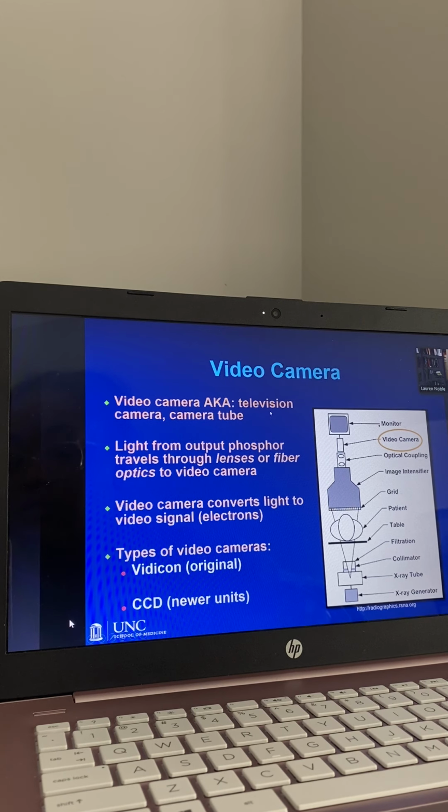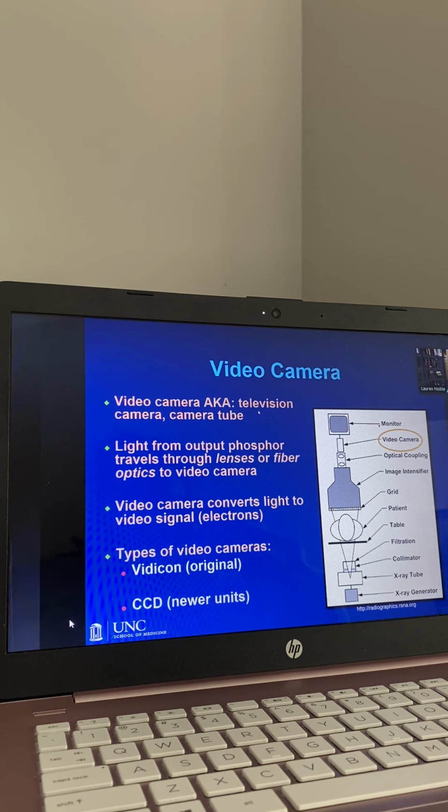So that's the image intensifier. That's this component here. Now what we need to take a look at is something that is referred to as a video camera. This is a video camera here. The video camera is known by some other names, and sometimes this can get confusing. You just have to memorize it so that you don't get confused. The video camera is also referred to as a television camera or a camera tube.